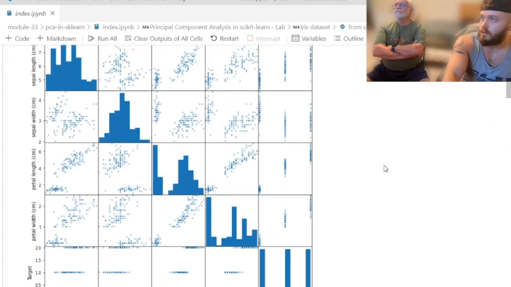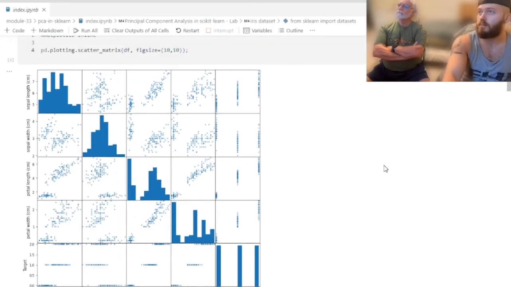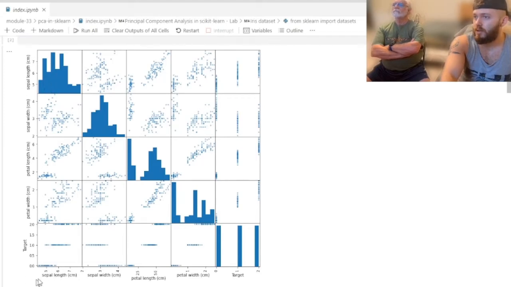This is called a scatter matrix. I wonder if I can zoom out so I can fit this whole thing. So the diagonal you see here is the feature corresponding with itself. You see sepal length here and sepal length here. So this is just the diagonal. All of these are just the distribution of the respective feature, right? So this is the distribution of different sepal lengths.